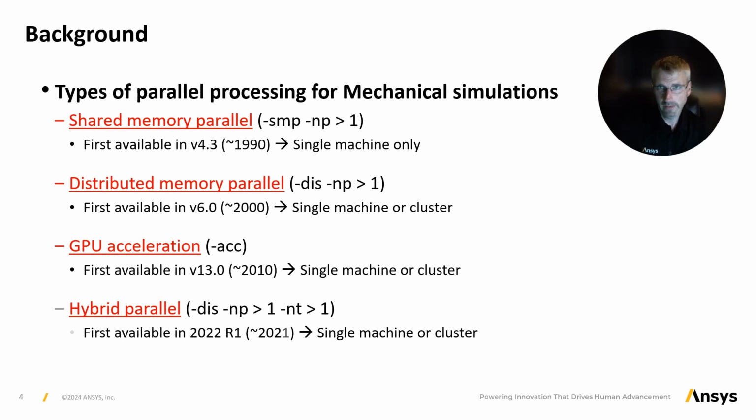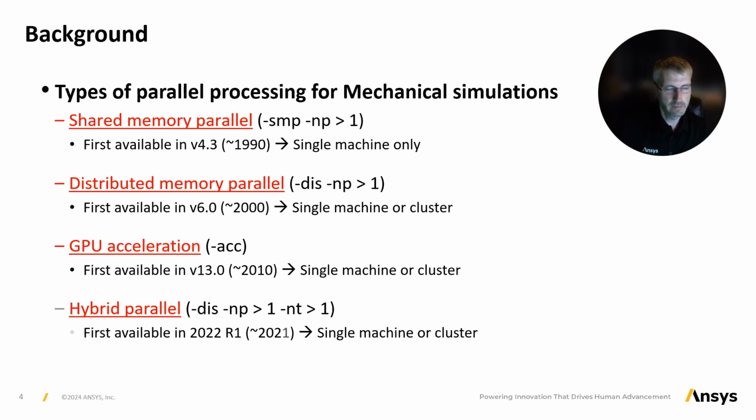So way back in 1990, Ansys was able to start supporting what's called shared memory parallel. This was first available in version 4.3, and this is using multiple cores within a single box. Roughly a decade later, around the turn of the century, Ansys first introduced distributed memory parallel in Mechanical APDL, starting in version 6. And this supports multiple cores on a single machine, but also supports running on a cluster.